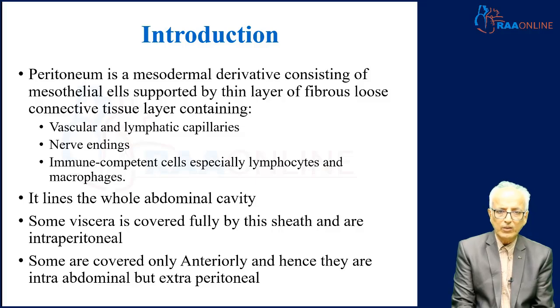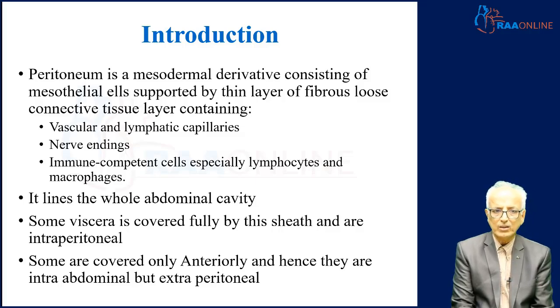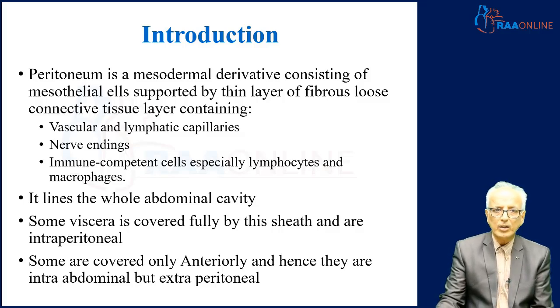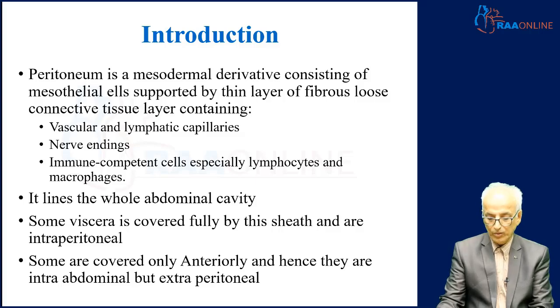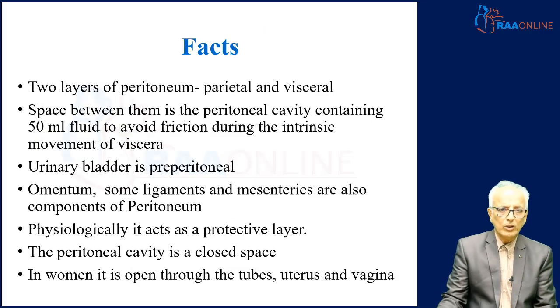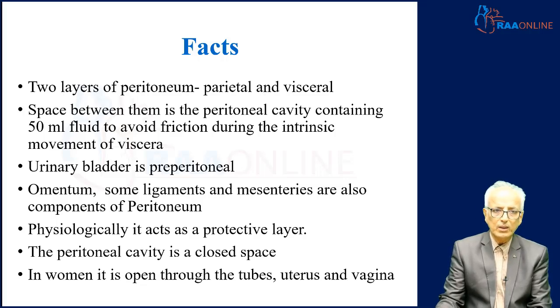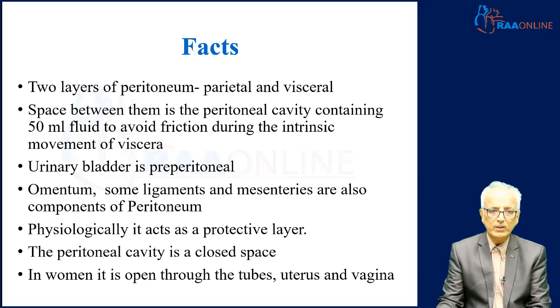Some viscera are covered fully by this as a sheath and they are intraperitoneal. Some are covered anteriorly and hence they are intra-abdominal but extraperitoneal. There are two layers of peritoneum, parietal and visceral. The space between these two layers is called peritoneal cavity and it normally contains around 50 ml of fluid to avoid friction during intrinsic movement of the viscera.